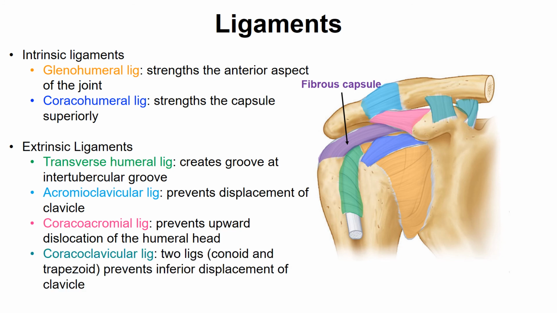And then lastly, we have the coracoclavicular ligament. These are actually two ligaments, the conoid and the trapezoid. You don't need to know anything further from that. And these are the guys that help try to prevent the inferior displacement of the clavicle.